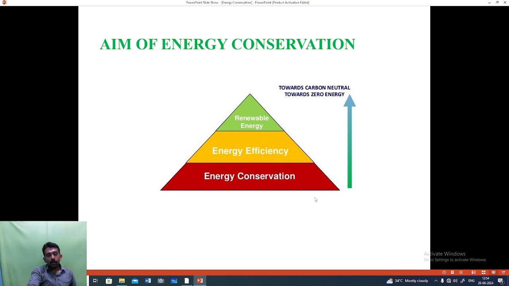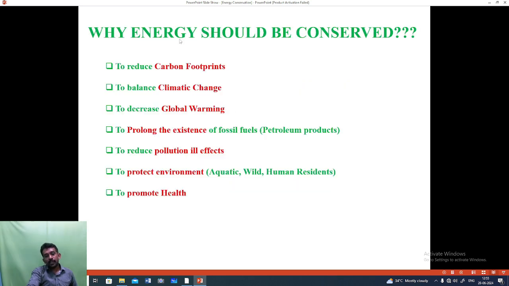So our initial part of this lecture is being completed at this stage. That is, energy conservation is the initial step towards the carbon neutral aim. After energy conservation there is energy efficiency, and finally there is renewable energy, that is, the maximum consumption of renewable energy comes into play. Thereby no combustion fuels are used, and the energy that is required for humans is taken from renewable energy.